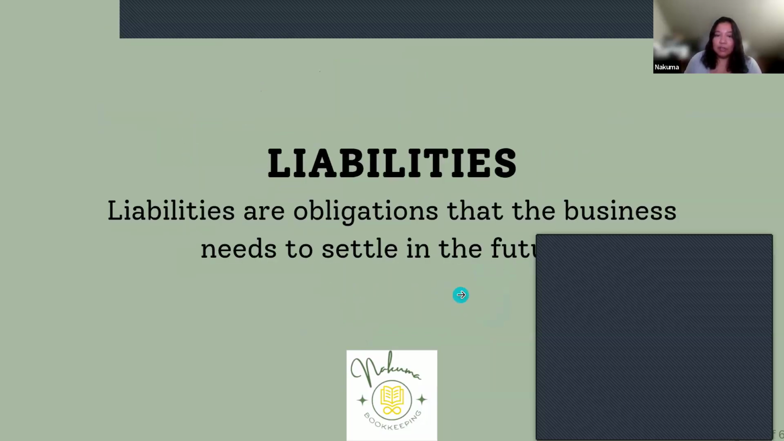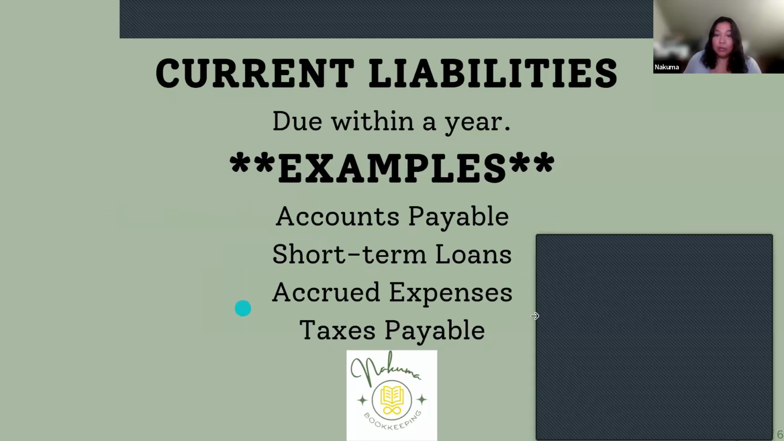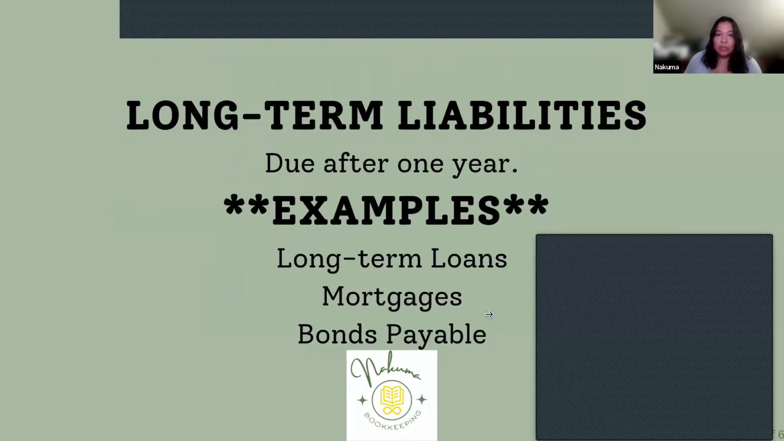Liabilities are obligations the business needs to settle in the future. This can be loans. These can be accrued expenses. These will be taxes payable, especially if you're doing payroll, and sales tax. Those are also considered liabilities. Long-term liabilities are mortgages, bonds payable, and leases if you're leasing larger equipment.